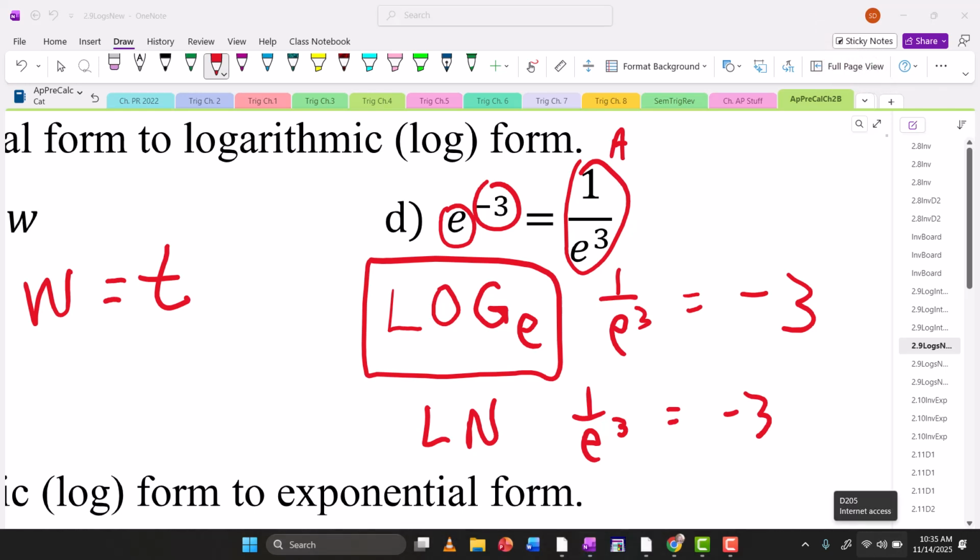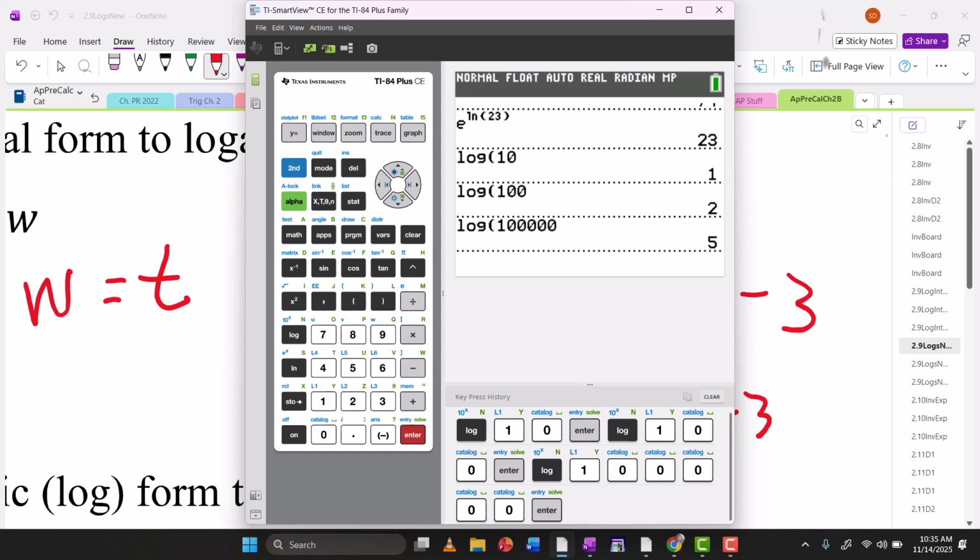All right, and then show you the LN button. I hit that. Come on now. All right, so here's the LN button. All right, so there it is.